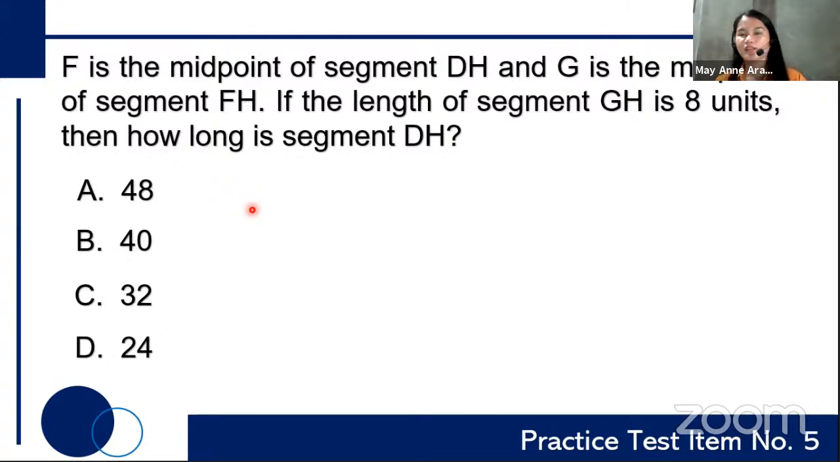Can also illustrate the problem para mas ma-visualize niya siya. Okay, any idea? Given yung length ng GH, mas okay pag i-draw nyo yung bawat midpoint, no? So mas ma-visualize doon kung alin yung 8 units, ano yung length ng other parts of the segment.